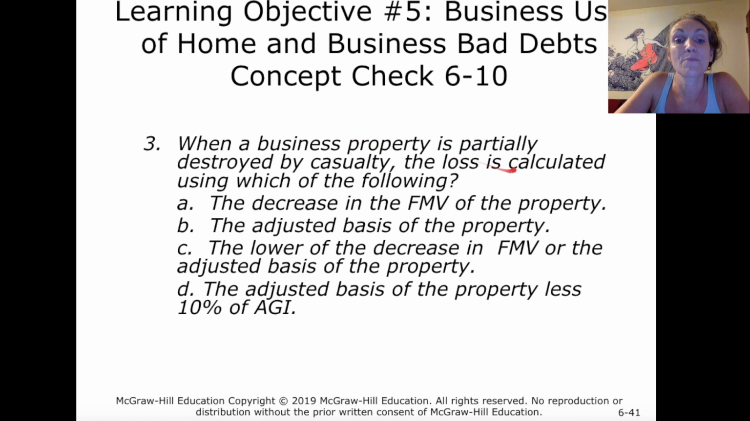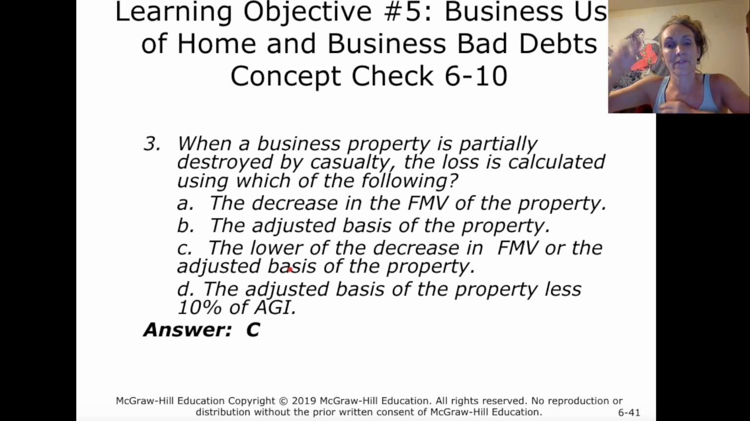So when a business property is partially destroyed by casualty, the loss is calculated by which of the following? It's the decrease in fair market value of the property. Oh, sorry, the lower of the decrease in fair market value of the property or the adjusted basis of the property directly before the casualty. The lesser of the decrease in fair market value, which is what society is willing to pay for it before the casualty and then after the casualty, whatever that amount that it dropped was, the lesser of that amount or the adjusted basis in the property.